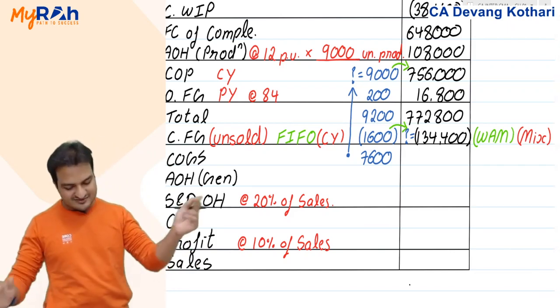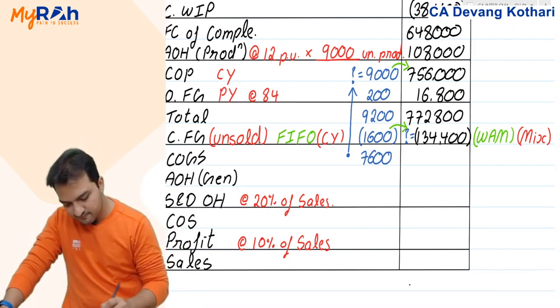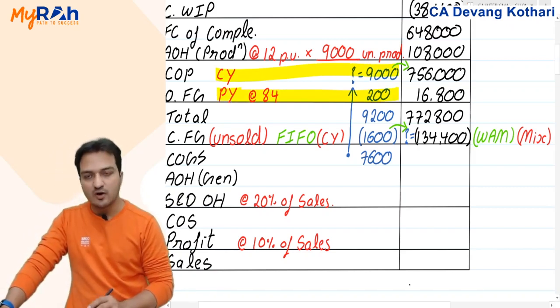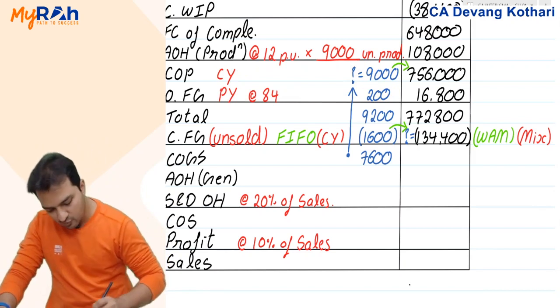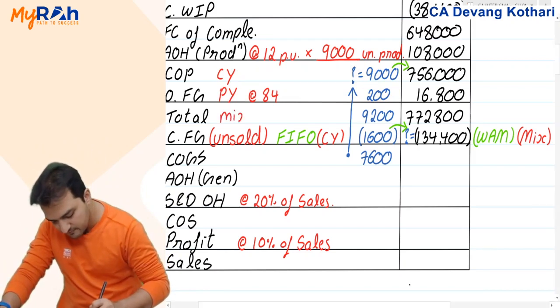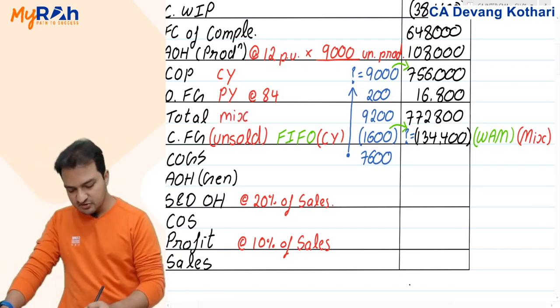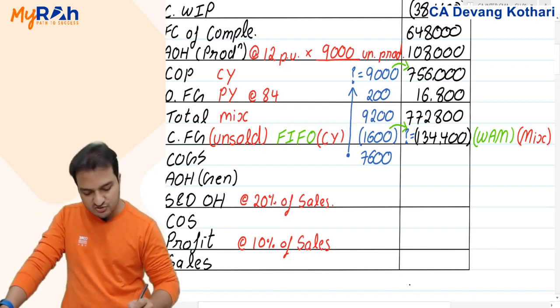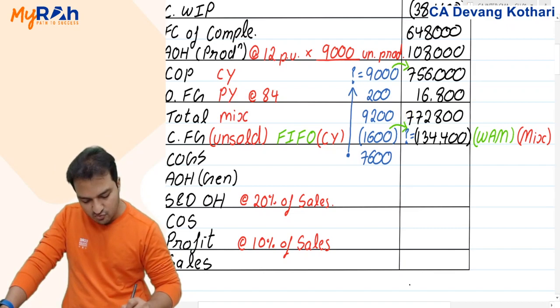Now current year is these 9000 units here. Opening or previous year are these 200 units. So mixture would be this total over here. This 9200 is indicating my mixture, and the total cost of that mixture is 772,800.